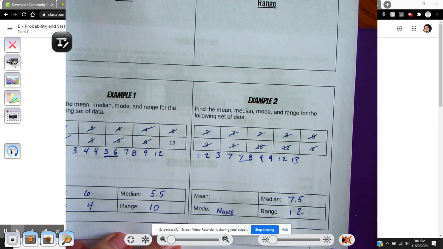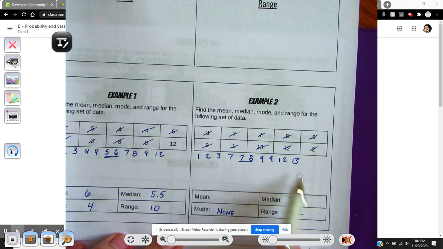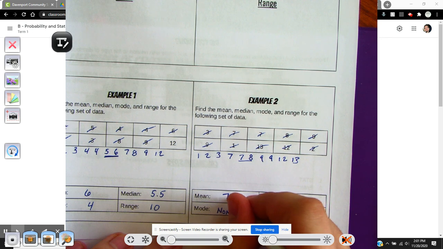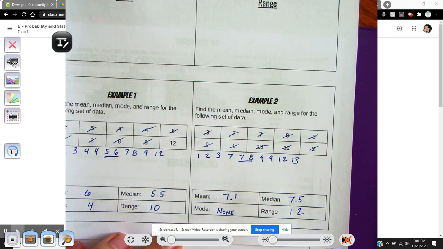And then our mean, we're going to add up all of the numbers and divide by 10, because there are 10 of them. We should get 7.1. On the back.